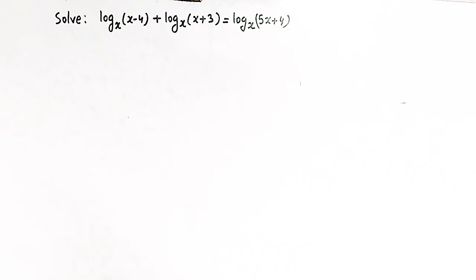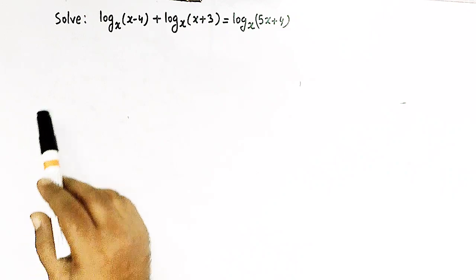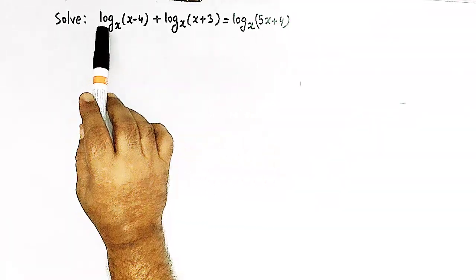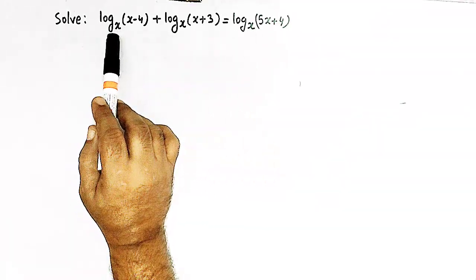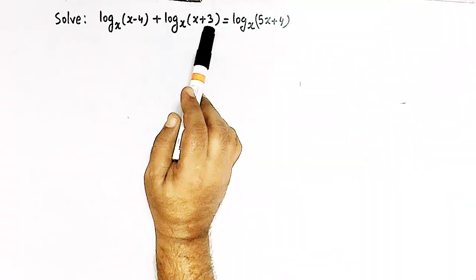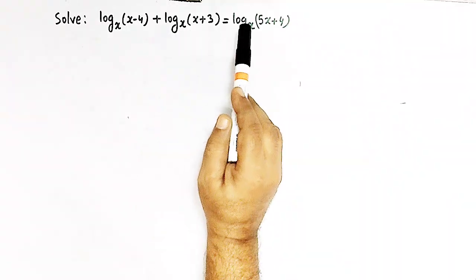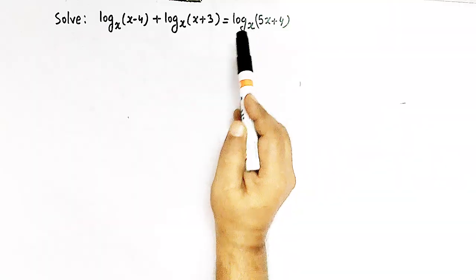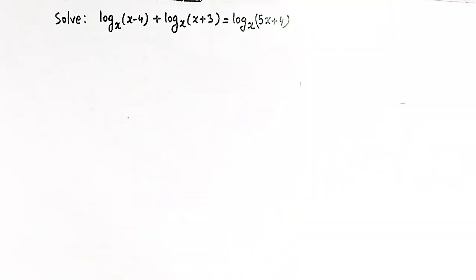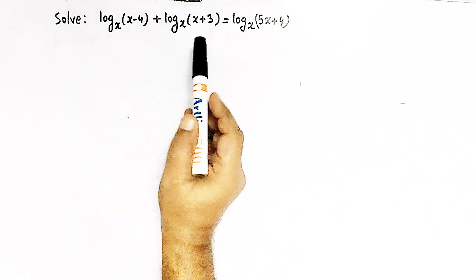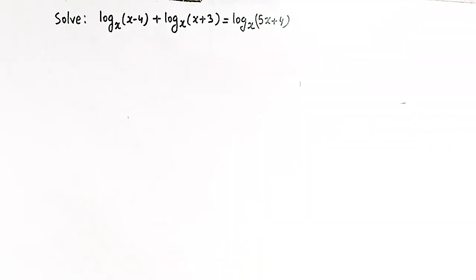Hello viewers, in today's session we are going to discuss the solution of this logarithmic equation where we have logarithm of x minus 4 to the base x plus logarithm of x plus 3 to the base x is equal to logarithm of 5x plus 4 to the base x, right? So let us see how we can solve this logarithmic equation using the concept of domain of logarithmic function, right? And here we'll convert this equation into a quadratic equation, right? So let us start.